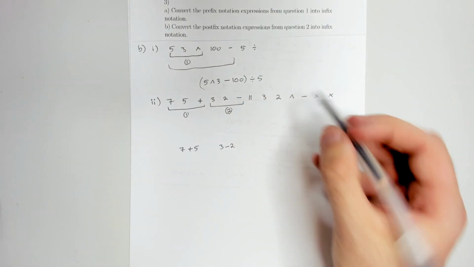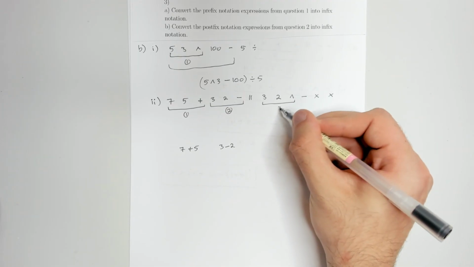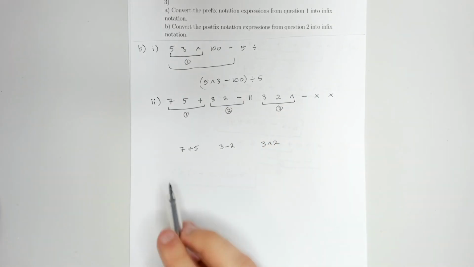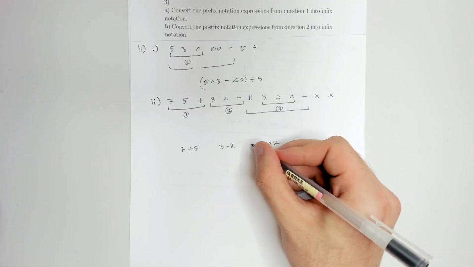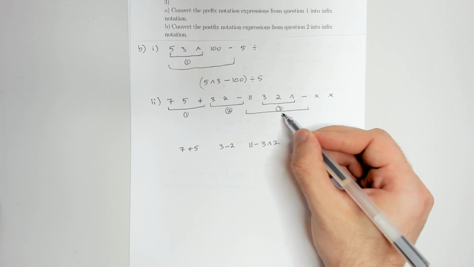All right, afterwards, we have 3 to the power of 2, as written right here. And once again, that's completely separate, right? So let's write that kind of separately from these. And again, they're about to get combined. 11 minus this result of this 3 to the power of 2. So we're actually going to get 11 minus that. So that is our 4th step.